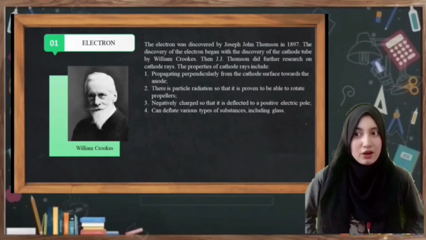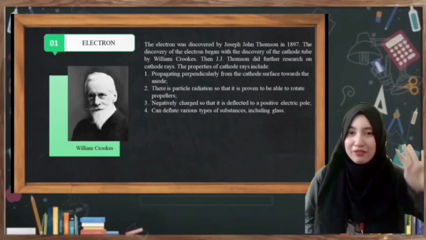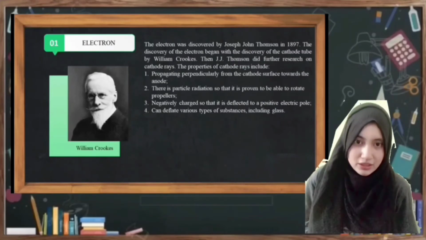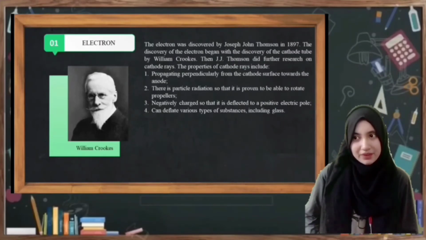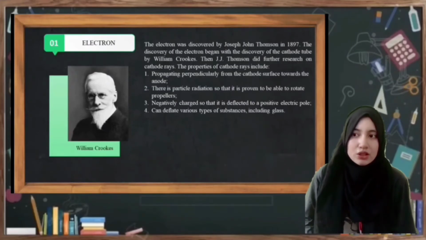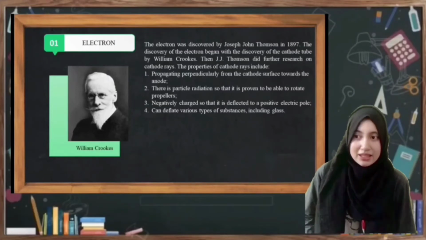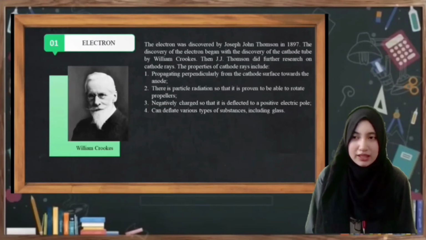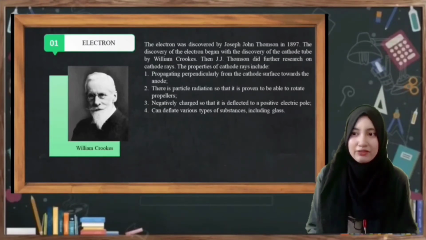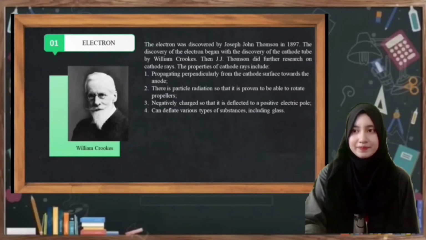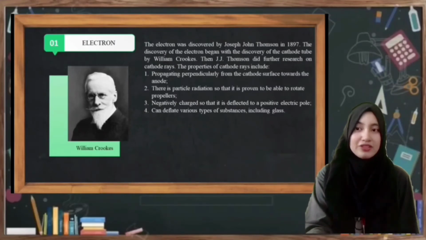The properties of cathode rays are divided into four parts. The first, propagating perpendicularly from the cathode surface towards the anode. The second, there is a particle radiation, so that it is proven to be able to rotate a propeller. Third, negatively charged, so that it is deflected to a positive electric pole. And last but not least, it can deflect various types of substances including glass. So this is the picture of J.J. Thomson when he found this theory.